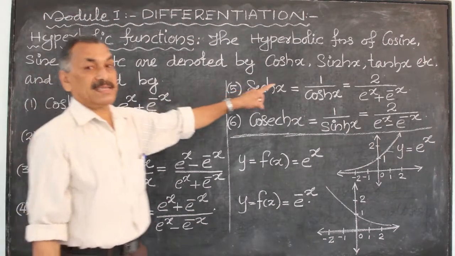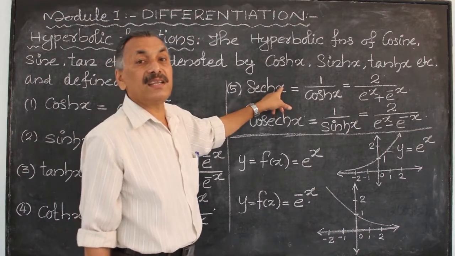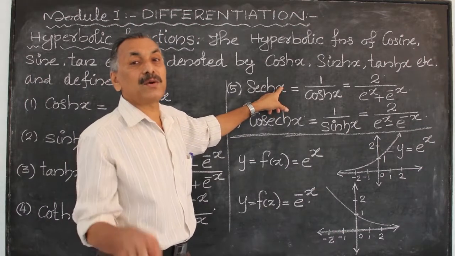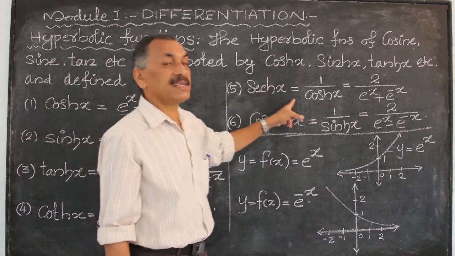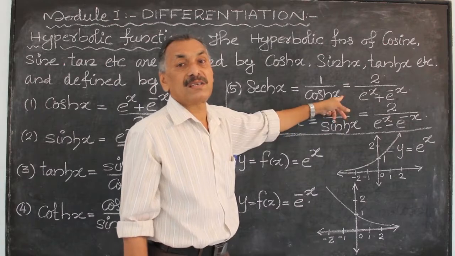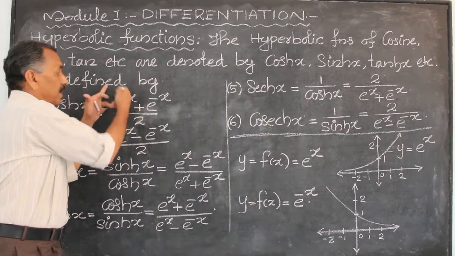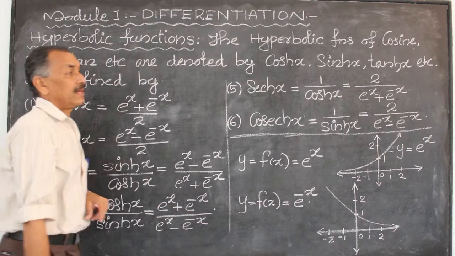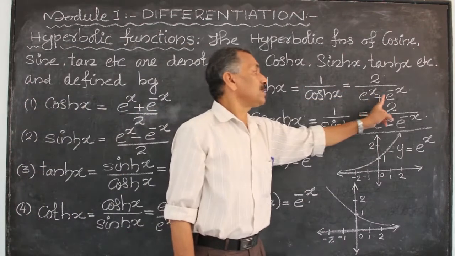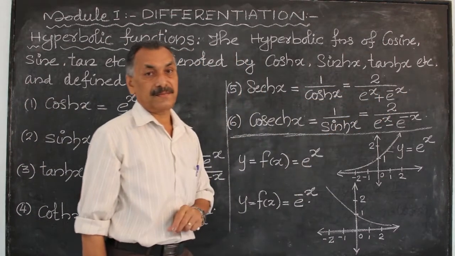Then secant hx. What is secant theta? Secant theta is equal to 1 by cos theta. Similarly, secant hx is equal to 1 divided by cos hx. 1 divided by cos hx means its reciprocal will come. That is 2 divided by e raised to x plus e raised to minus x.